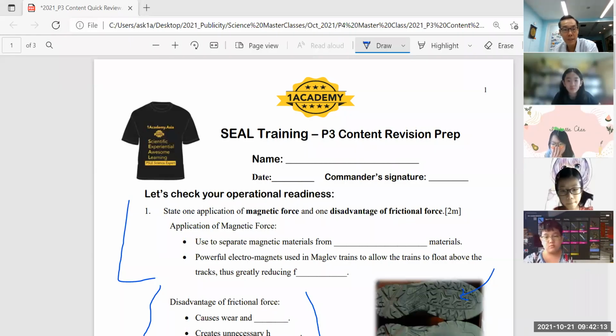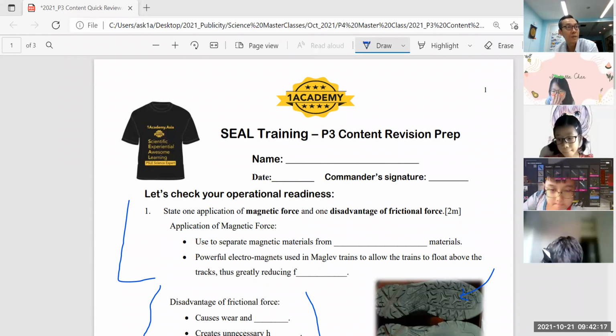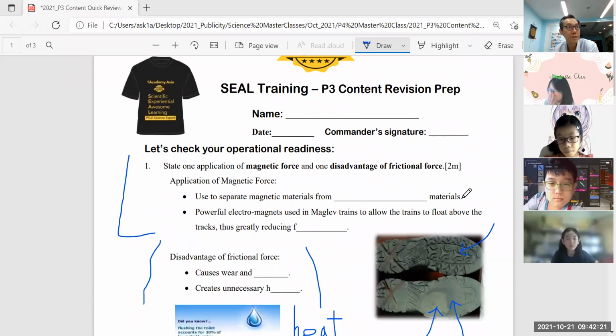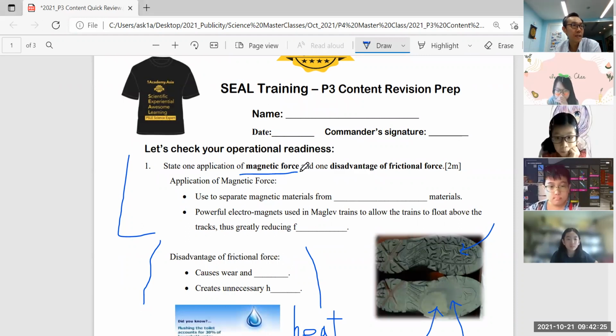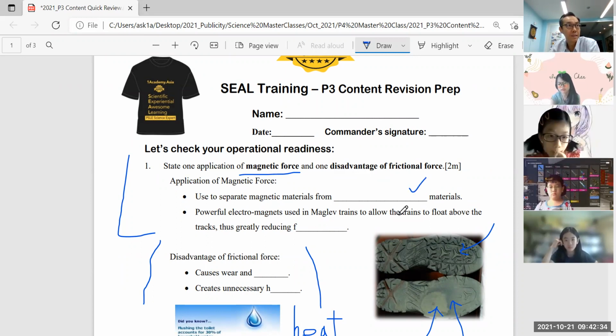So I've gone through the questions here in the first page. As you can see, these are the essential skills needed. In primary 3, you learn about magnetic force, right? Magnetic force is used to separate magnetic from non-magnetic material. So the first blank here is non-magnetic.